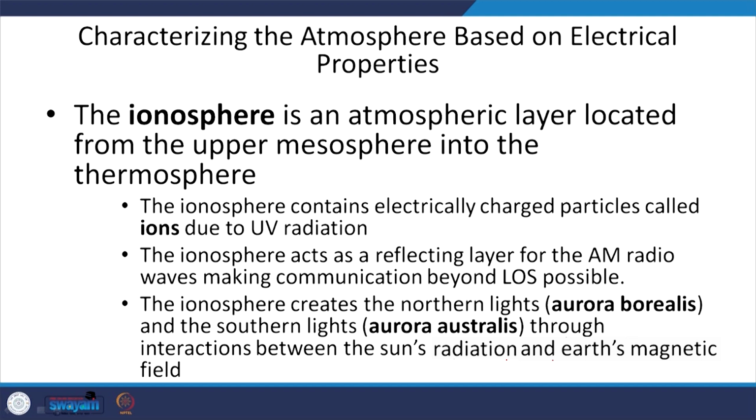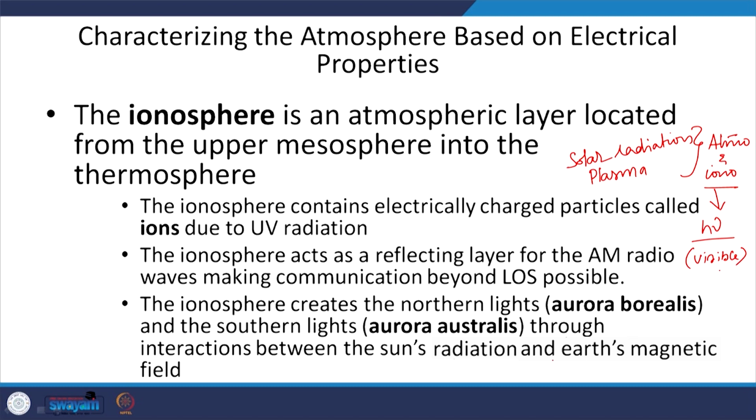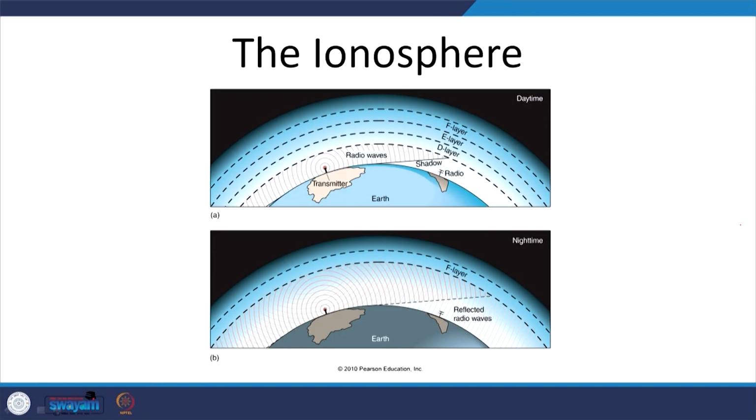So, you have many processes in which the sun's solar radiation or plasma emitted by the sun, when these interact with the atmosphere, or let us say with the ionosphere, release photons which are in the visible spectrum. Due to the interaction of solar radiation and solar plasma with the atmosphere, complex reactions can lead to the formation of visible photons, which you always see as airglow or aurora. So, this is a pictorial representation.